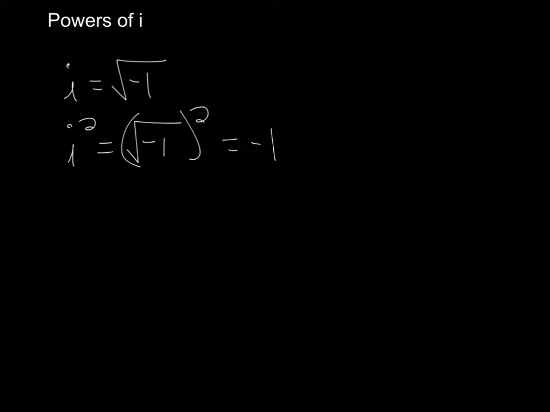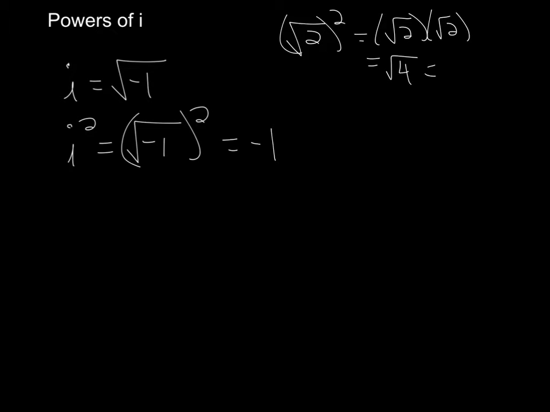Just as an example, if I take the square root of 2 and square it, that's the square root of 2 times the square root of 2, which is the square root of 4, which is 2. Okay, so when you square a square root, those are inverse operations. They sort of cancel each other out. You get what's inside, the radicand. Okay, so i is the square root of negative 1. i squared is negative 1.